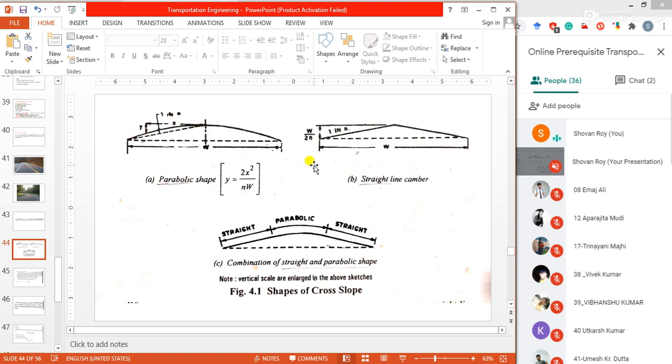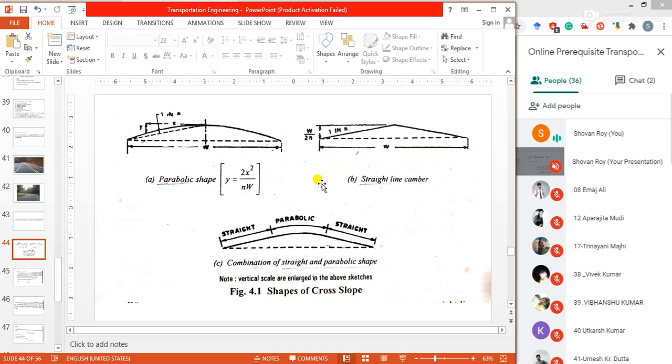Suppose the slope is 1 in n. 1 is vertical, n is horizontal. This is the slope value. You can see this W is the width of the pavement, the road surface width. Now our intention is to find out this crown or raising portion, the vertical elevation portion at the midsection. This value is needed to find out or to set out.